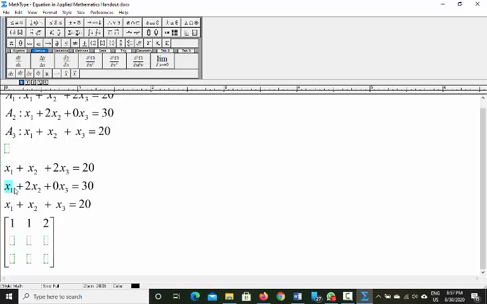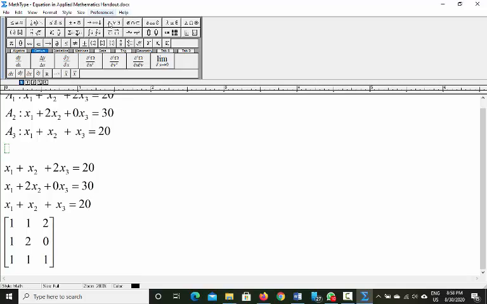Now in the second equation, the coefficient of this variable is 1. The coefficient of this variable is 2. The coefficient of this variable is 0. In the third equation, the coefficient of this one is 1, this one is also 1, and this one is also 1. So here we have taken the coefficients of these variables serially. First we take the coefficient of x1, second the coefficient of x2, third the coefficient of x3.